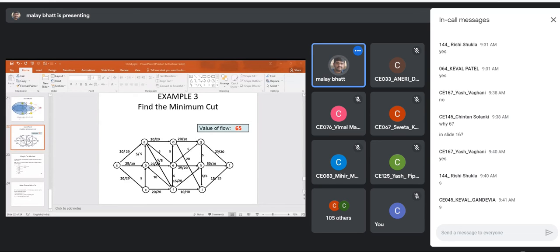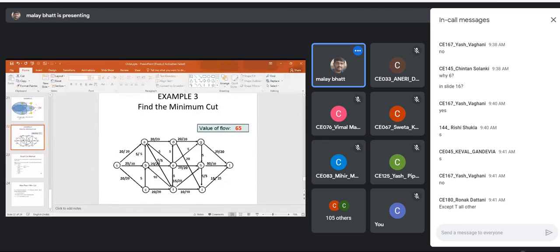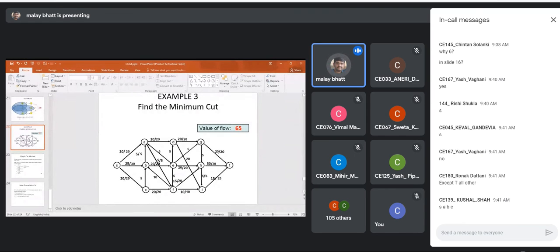S itself? Right. That is the simplest answer. 20, 20, and 25. But it is not the flow. We want the cut. So S cannot be the answer. You are counting the flow value. You have to count the capacity. The capacity of S is 70. So S is not that answer.